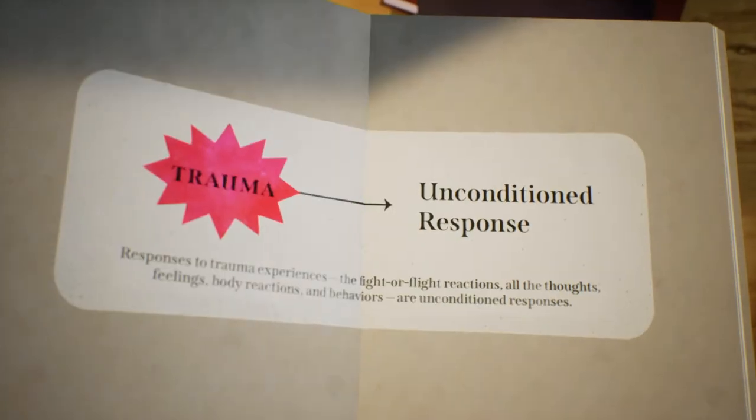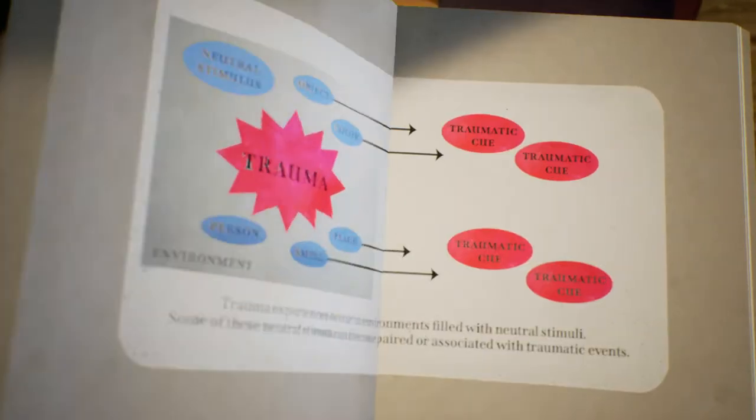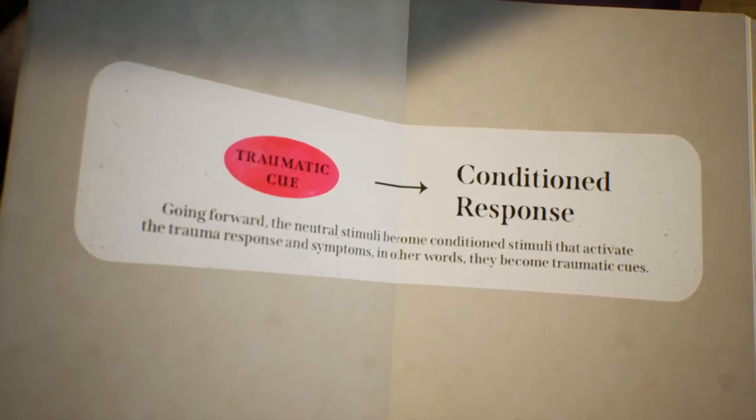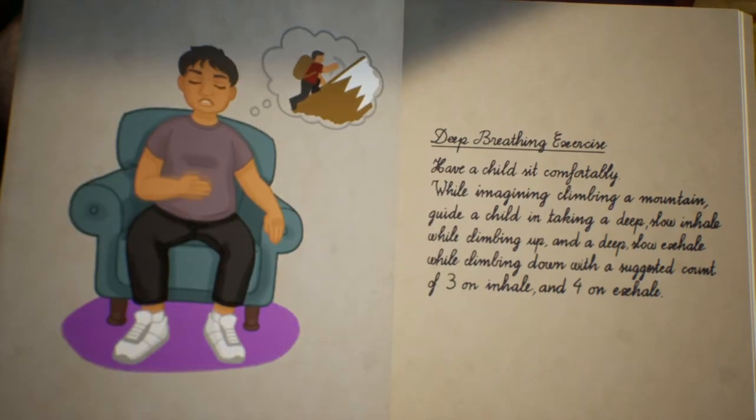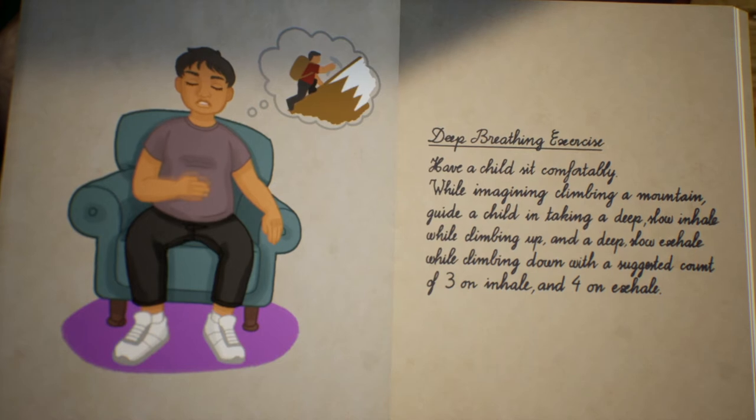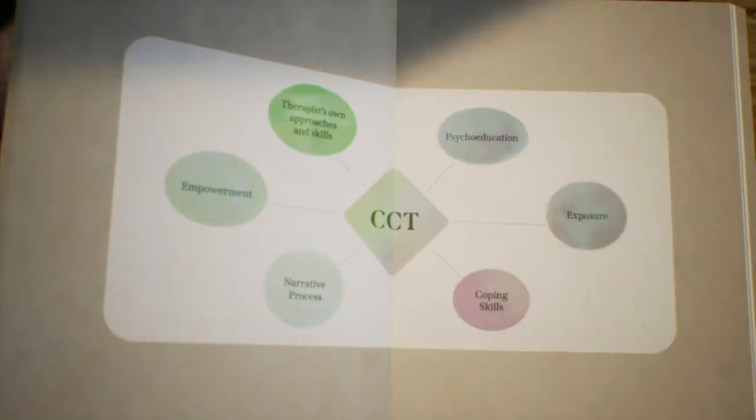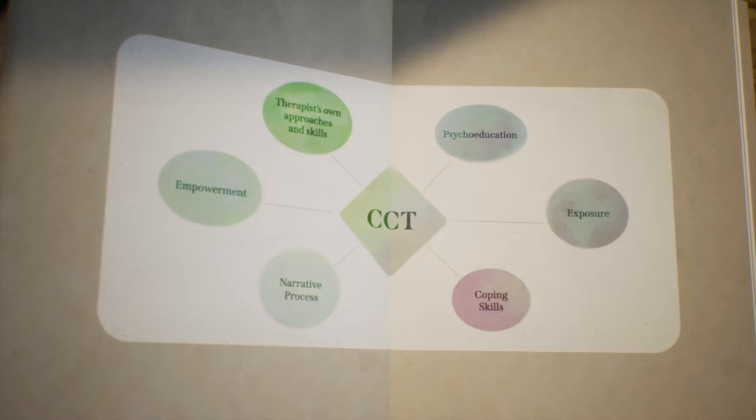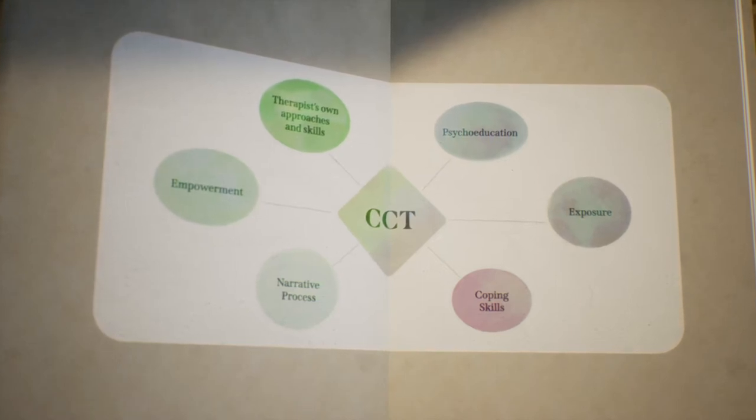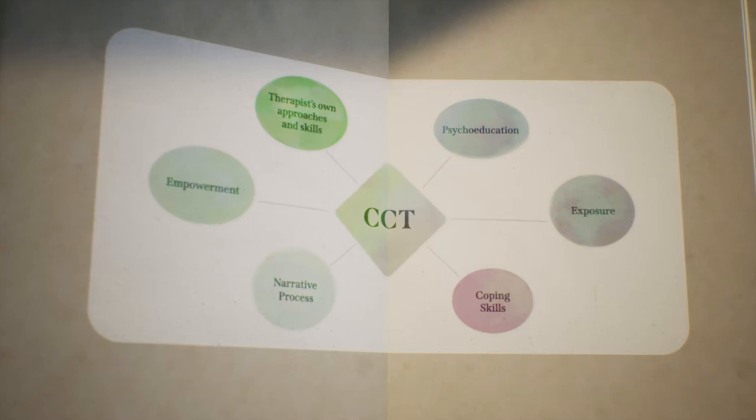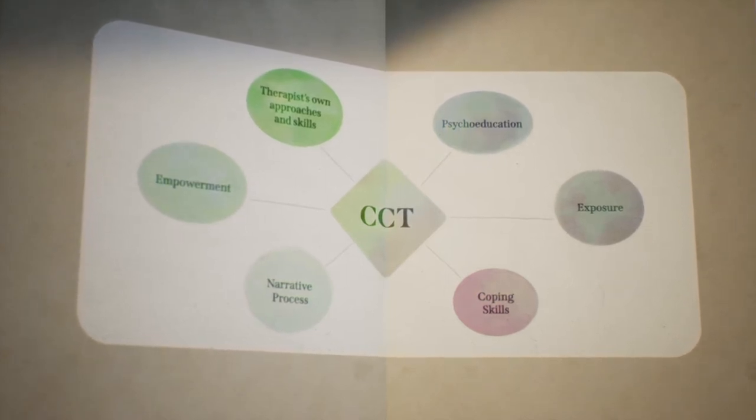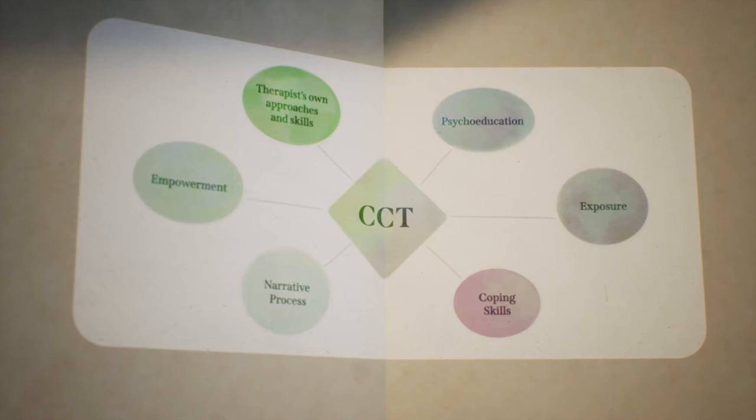This includes learning how traumatic cues develop, understanding how they affect current functioning, and practicing and developing adaptive strategies. CCT applies principles of psychoeducation, classical conditioning, exposure, and narrative therapy to advance best practices in trauma treatment within the context of chronic exposure to trauma and adversity.